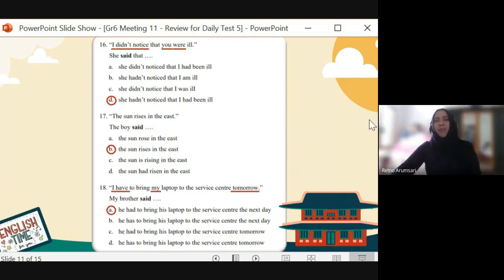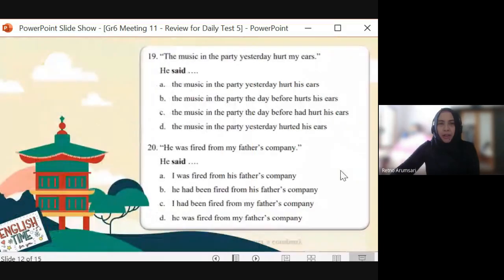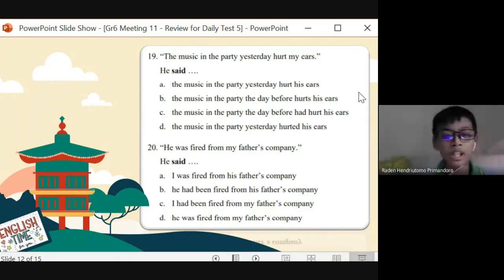All right. Any questions so far, 6D? Okay. Just consult your tables, yeah? Okay, number 19. The music in the party yesterday hurt my ears. All right, let's go to Zaki Zaidan. Zaki. I think Zaki is not home and he is busy with something. Let's go to Huto then. See, I told you.